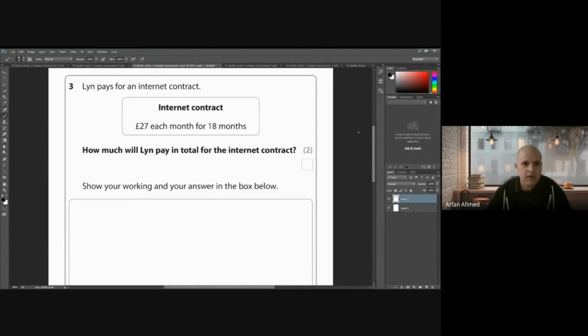Question 3. Lynn pays for an internet contract, £27 each month for 18 months. Okay. How much will Lynn pay in total for the internet contract? 2 marks. Show your working and your answer in the box below.